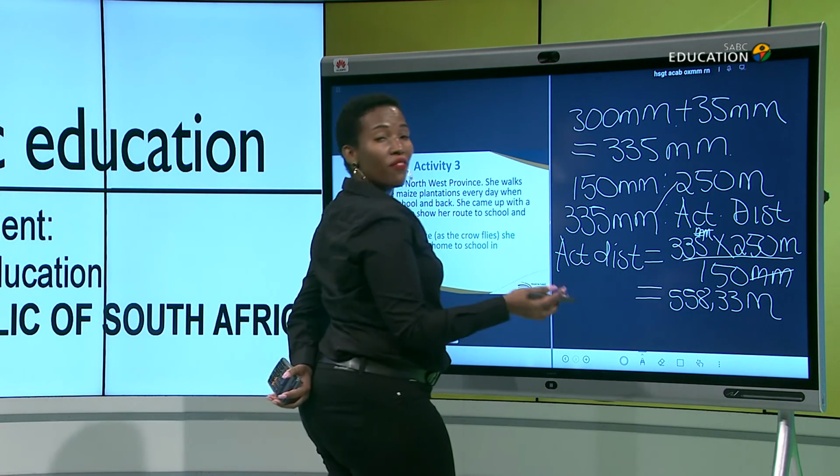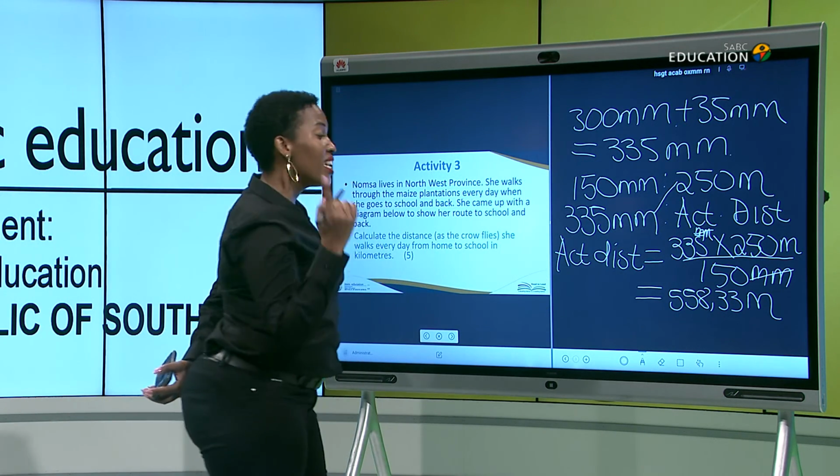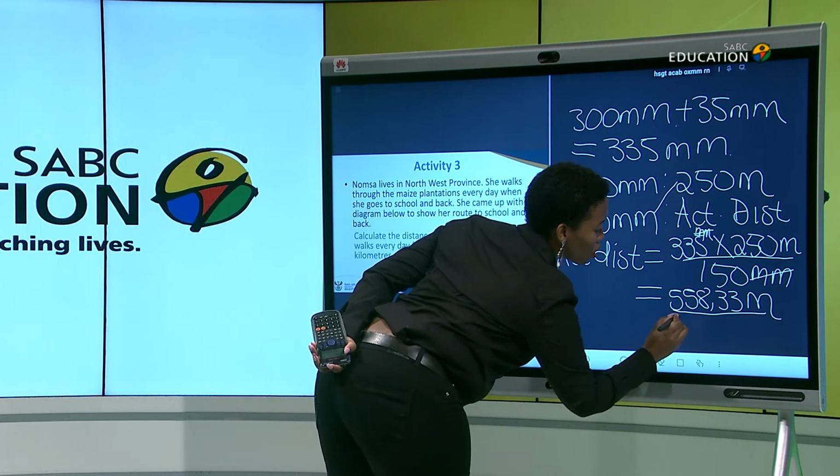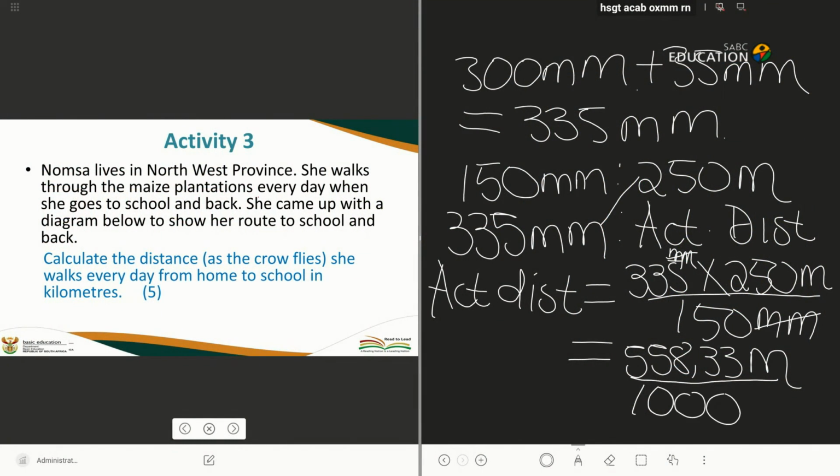And what is the conversion factor between meters and kilometers? It is 1,000. That is correct. So you are going to divide by 1,000. So 558 divided by 1,000, your answer would be 0.558 kilometers. You can round it to 2 decimal places to be 0.56 kilometers. That is our actual distance that Nomsa travels from home to school every day.